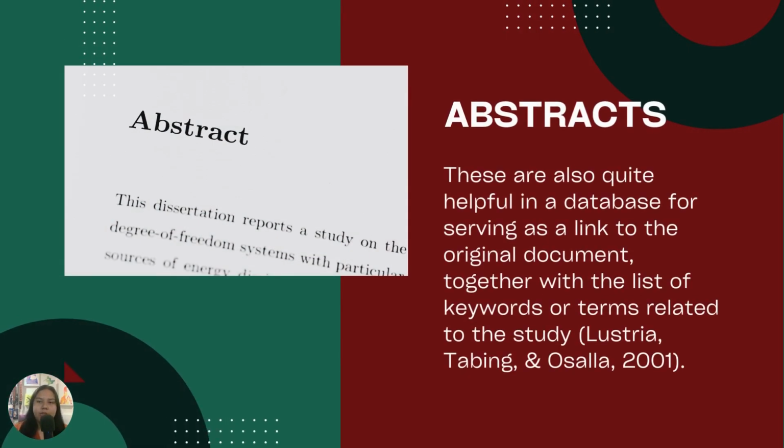Now, another reason why they are so pertinent to documents, especially research, is because they are especially helpful in simplifying databases for serving as links to the original document, accompanied by keywords or terms related to the study. Because of this, one does not merely need to rely on the title for finding a specific document. You need only to search for these keywords and verify the content by reading the abstract. It seems simple and helpful enough, especially for a researcher who has to scour so many papers at once.